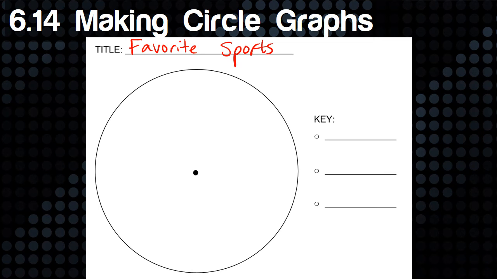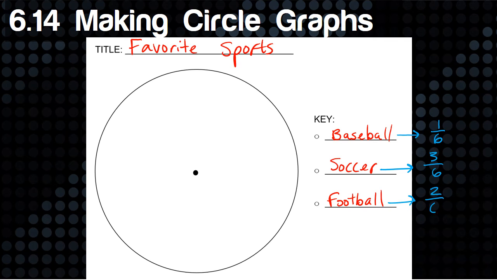So with our favorite sports, we had 3 sports. We had baseball. We had soccer. And we had football. So if you remember, you're looking at your notes, the fractions for those. For baseball was 1/6. For soccer was 3/6. And for football was 2/6. So we're going to focus on making 6 equal parts with our circle graph here.